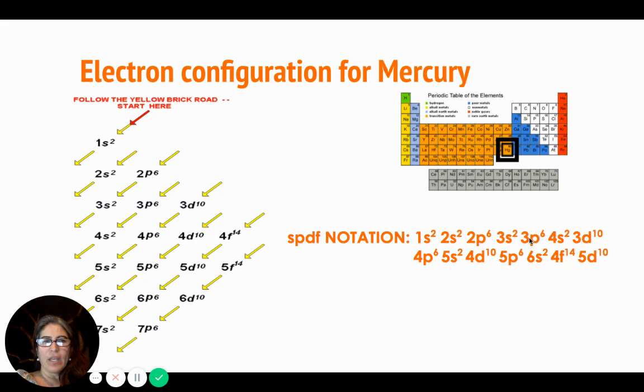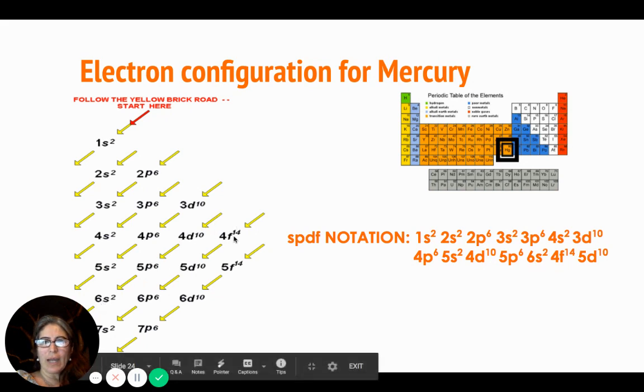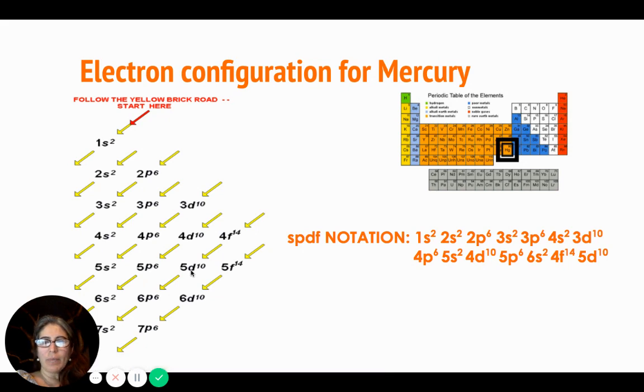Notice the level, for example, here after 3p, then you go to 4s2, there it is. Then you open 3d10 and so on. 4p6, 5s2, 4d10. So you follow the arrows until you stop at 5d10. How do you know where to stop? When all the superscripts add to 80, in this case for mercury, or the electrons that you're solving for in the particular element. Okay, and then you're going to do the noble gas notation.